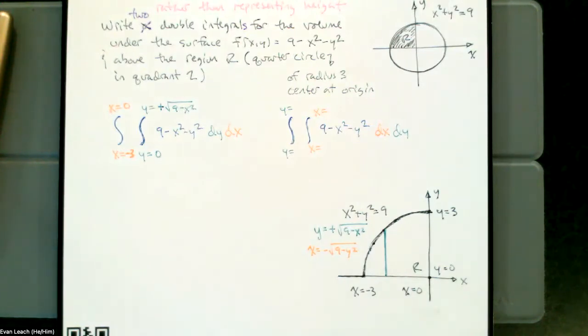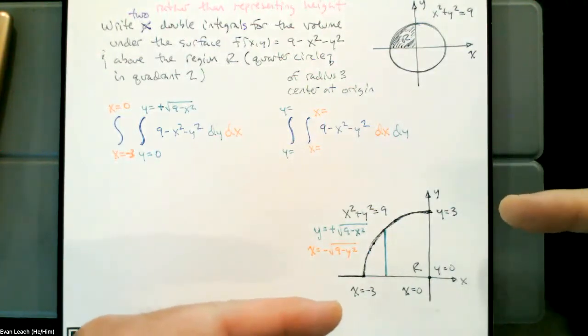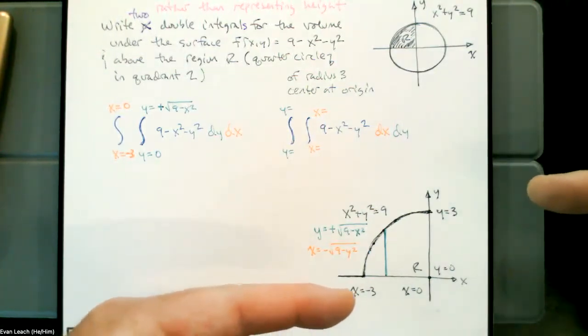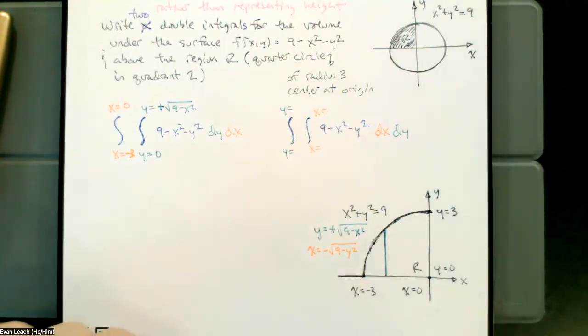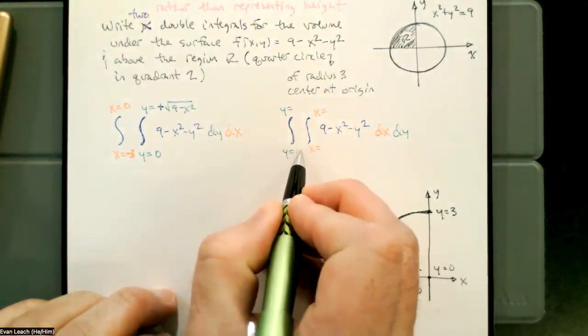Let's go over to our dx dy integral. Our last integral here is the y integral, so we've got to figure out what's y between, and that's got to be constants because it's the last integral. In this case, y goes from 0 at the bottom to 3 at the top. So we'll integrate from 0 to 3 dy.